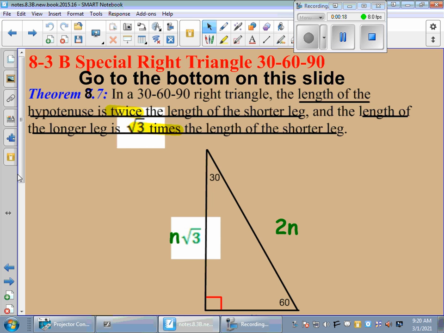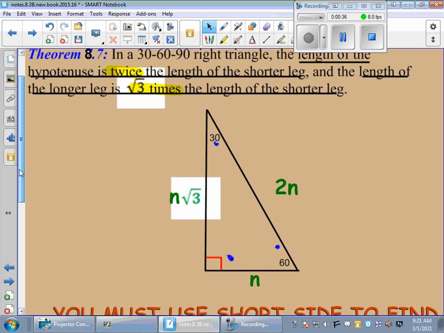So on this slide, we have a 30, 60, 90. What does that represent? Again, that represents angle measures. So we have a 90 degree here, a 30 here, and a 60 here. Whenever you hear 30, 60, 90, that represents angle measures. And then we have a relationship between the sides, okay?